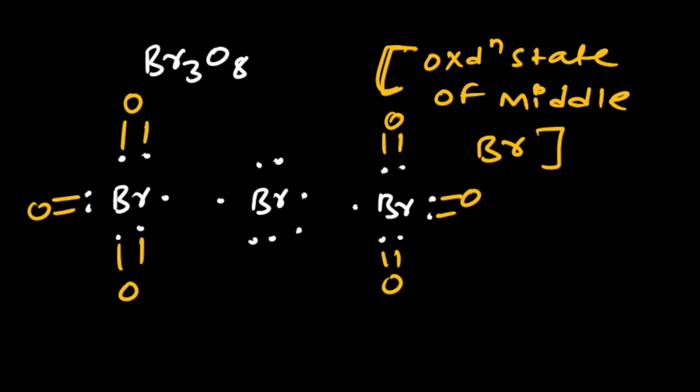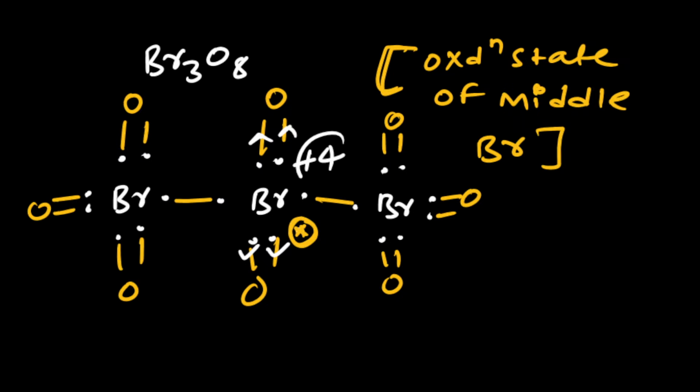Next, here the bromine and bromine will form the single bond, right? Another 2 oxygens will form the double bond with this one. Now this is a lone pair of electrons and this is a lone pair of electrons, right? Now here you can say this middle bromine is losing the 4 electrons, right? Middle bromine is losing the 4 electrons means its oxidation number will be +4.